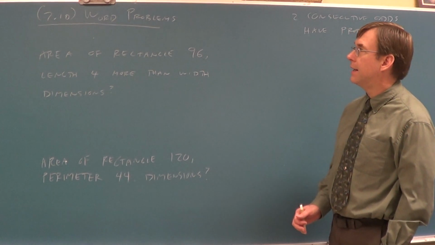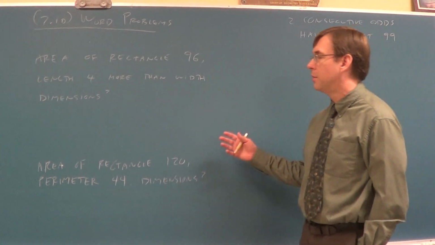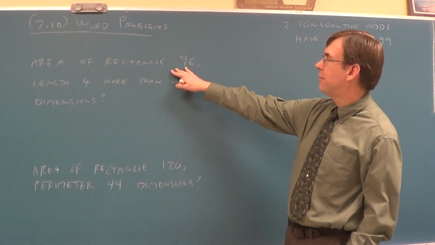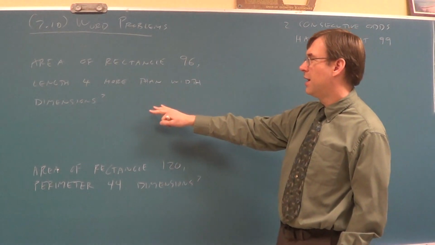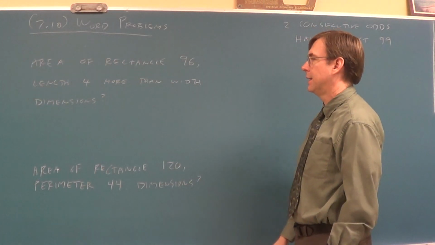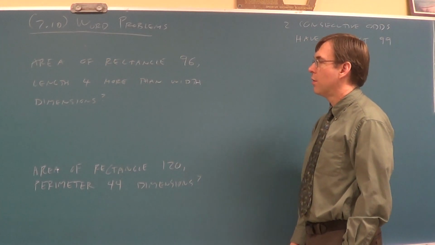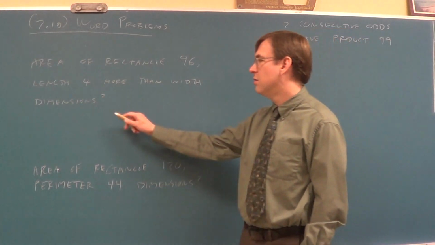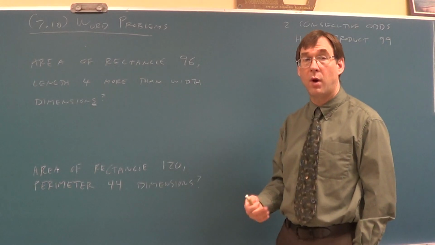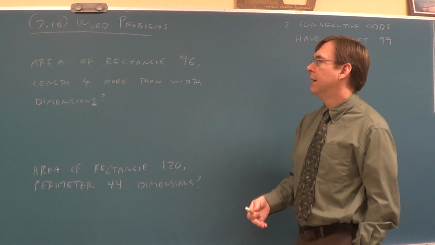So 710 ends our chapter. We're on word problems. So there's three types. Type 1, I tell you the area of a rectangle, and I tell you something about the sides. So I have an area of a rectangle is 96. The length is 4 more than the width. And I'm asking you to find the dimensions, plural, meaning I want two answers back. I want a length and I want a width.